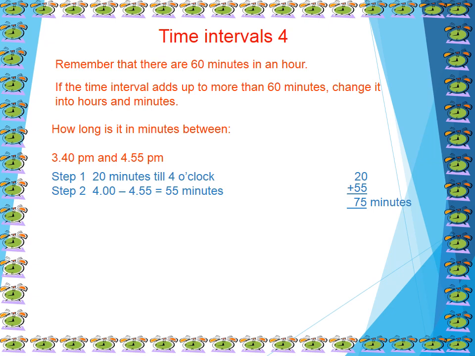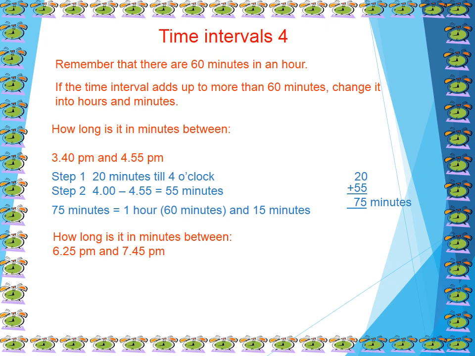But we know that 1 hour is equal to how many minutes? 60 minutes. So what do we have to do? Yes, we have to divide 75 minutes. We will make it 1 hour, which is equal to 60 minutes. Then what is left from 75, how much? 15. So it's 15 minutes left. So what is the time between them? Yes, it's 1 hour and 15 minutes.